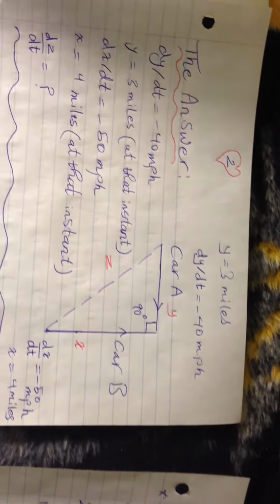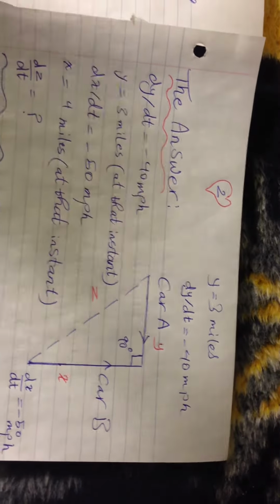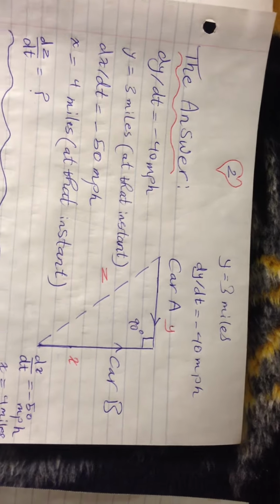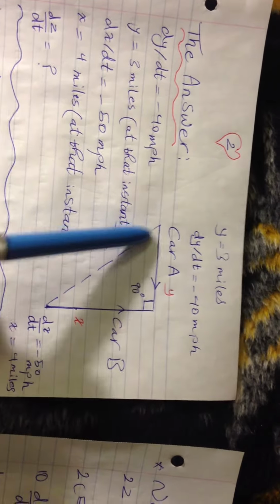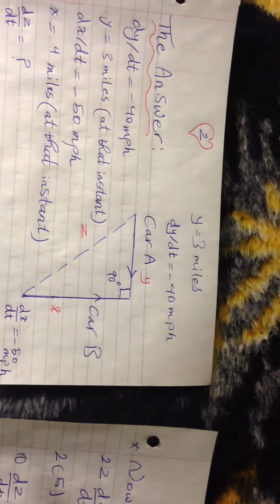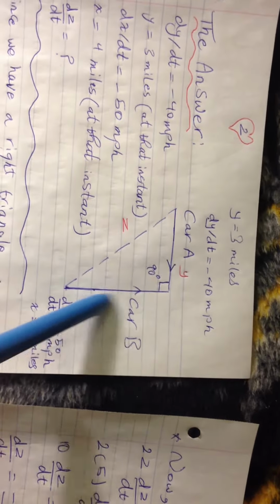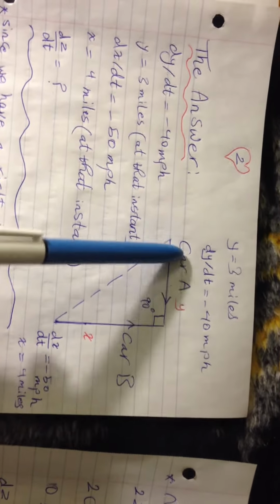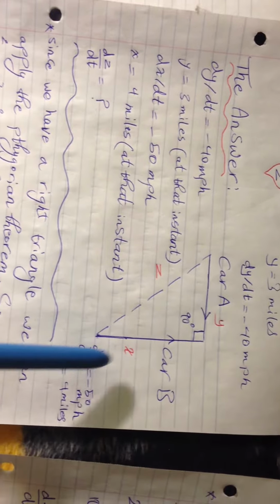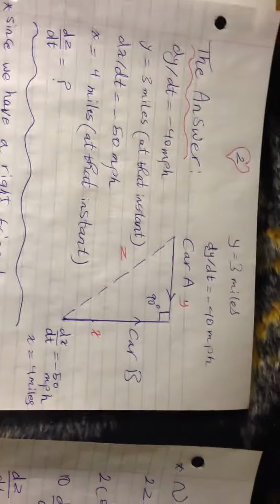The answer would be to graph the right angle. So this is the path of car B and this is the path of car A. Let's call this side Y and this side X, and the distance between the two cars Z.